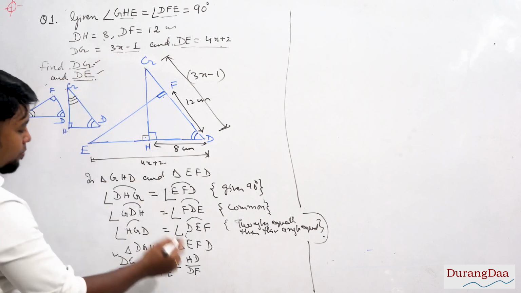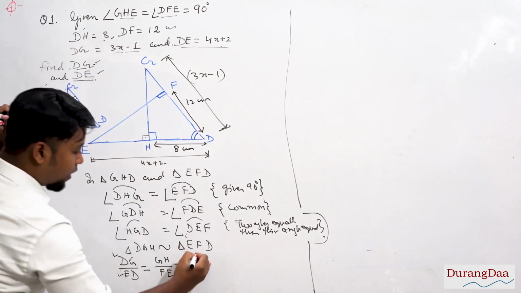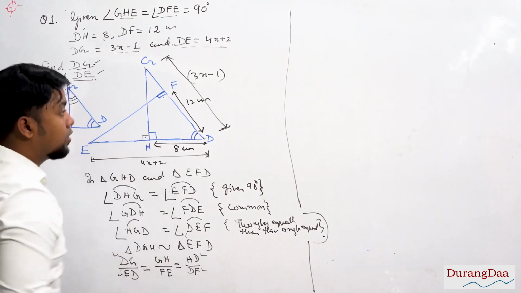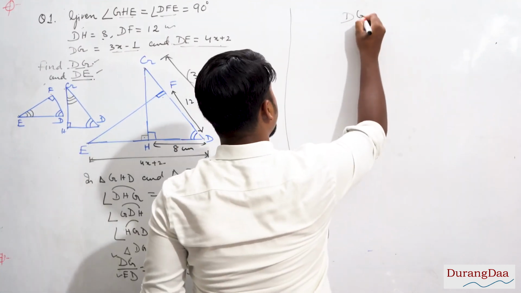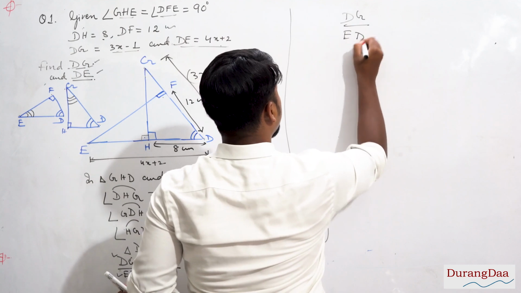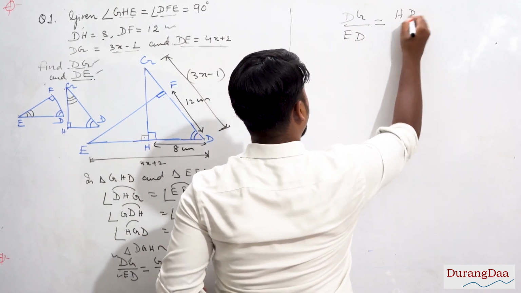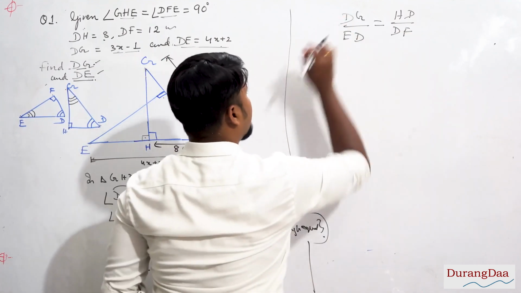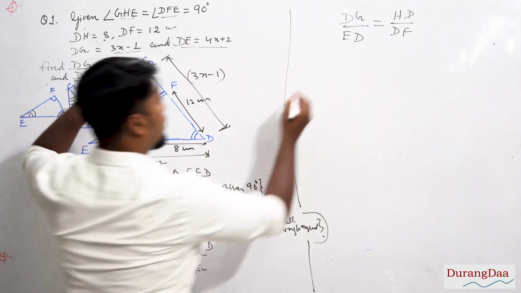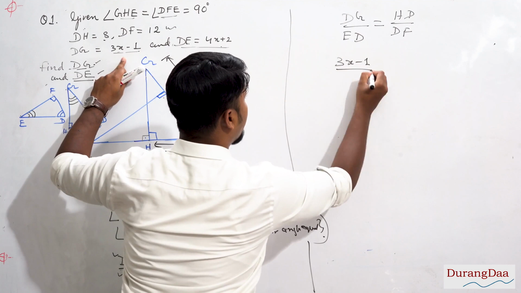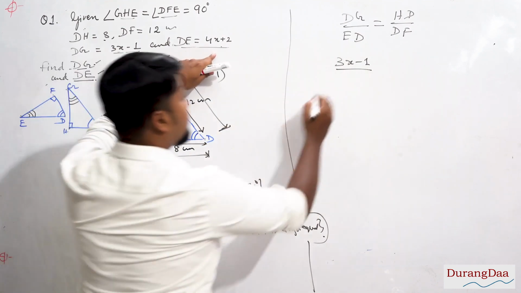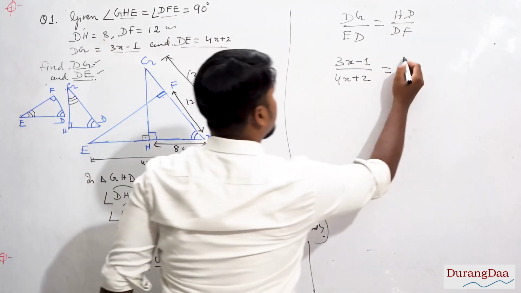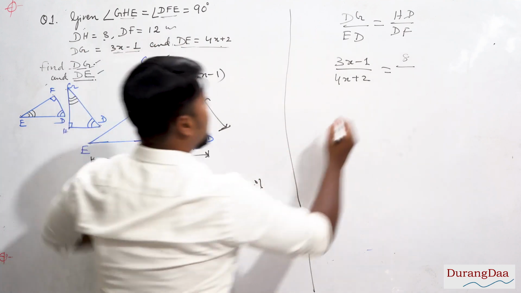FE has not been provided, but HD is here, and DF is also there. That means out of these three terms, we will use only DG by ED equals HD by DF. Now substitute the values. Value of DG from here is 3x minus 1, divided by the value of ED, which is 4x plus 2. Then we have HD is 8 and DF is 12.